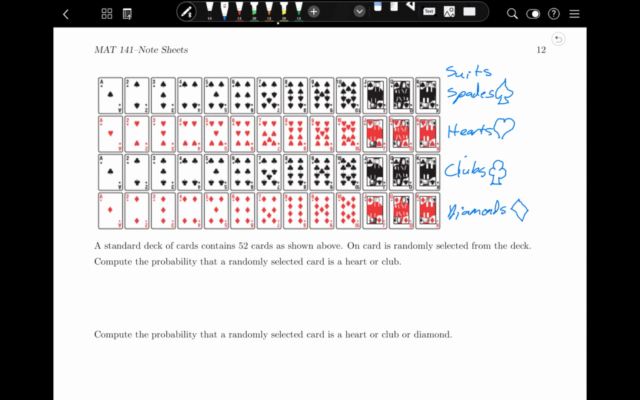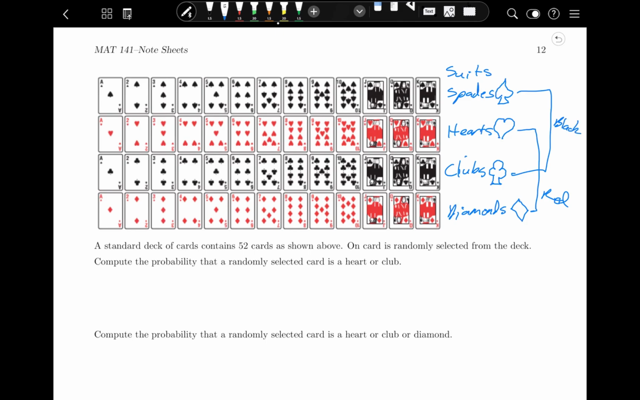Okay, each suit has 13 cards in it. They're also broken up into 2 colors. So the hearts and diamonds are red, as you can see in the picture. Spades and clubs are black.